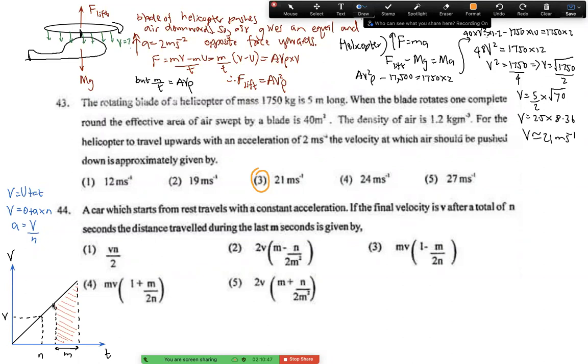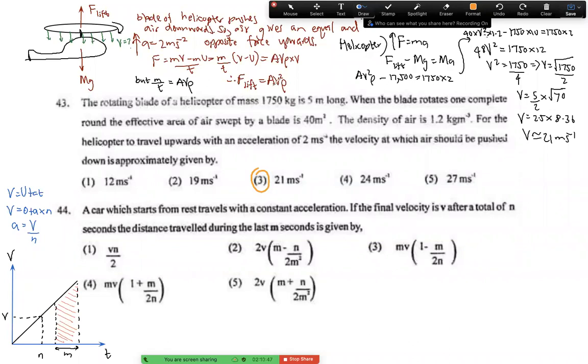We don't know where the last m seconds starts. You can do it with equations, but last m seconds means where are we going to start now? Let's say that it traveled in the last 2 seconds. Total time we don't know. The final velocity is v after a total of n seconds.